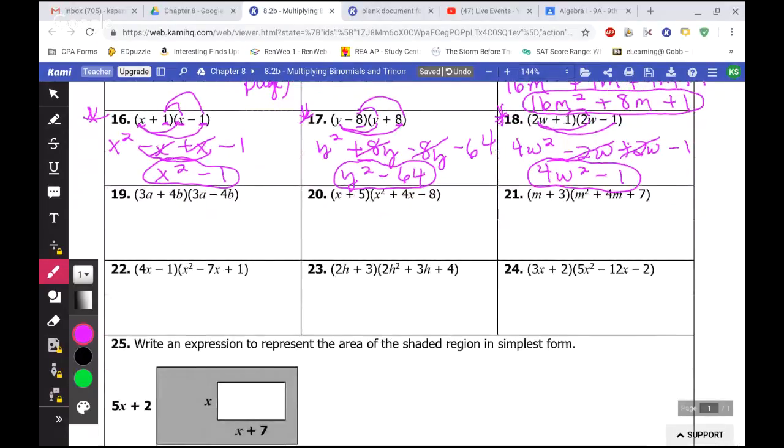Number 19 is also another difference of squares. So I'm going to leave that one for you guys to do, since I did 3 of those examples, and that's the primary focus of today's lesson. And then I'm going to move on to multiplying a binomial by a trinomial on number 20. And I guess I'm going to do 20 and 23 and 25, unless you all have a question on one of the others.